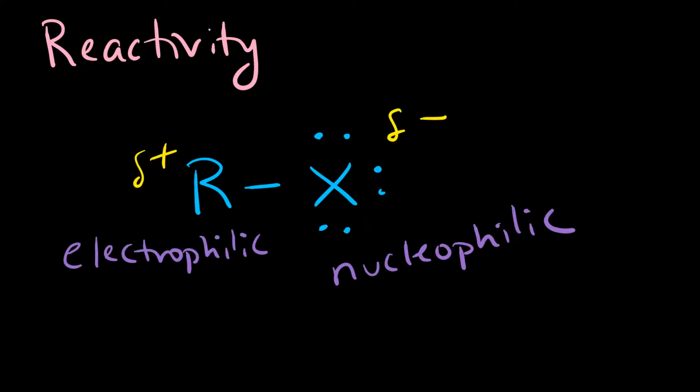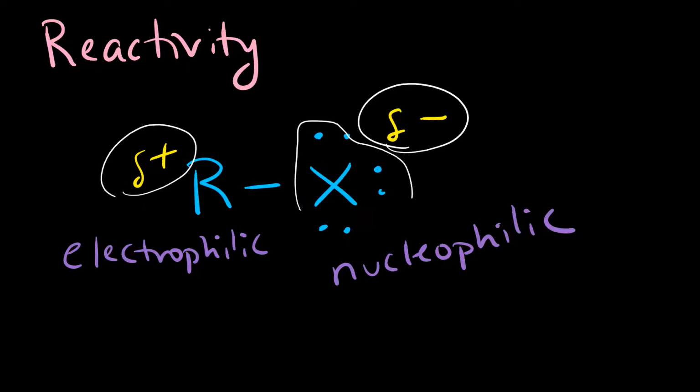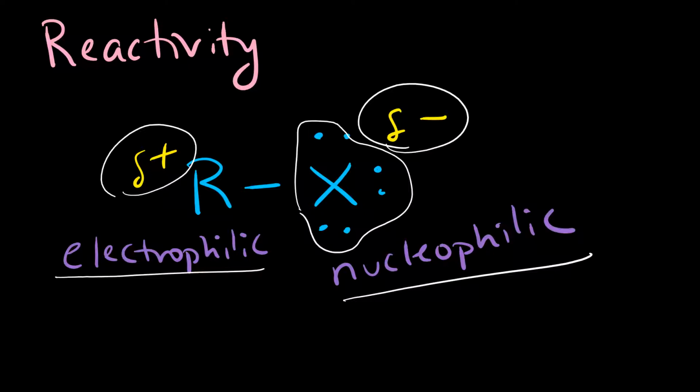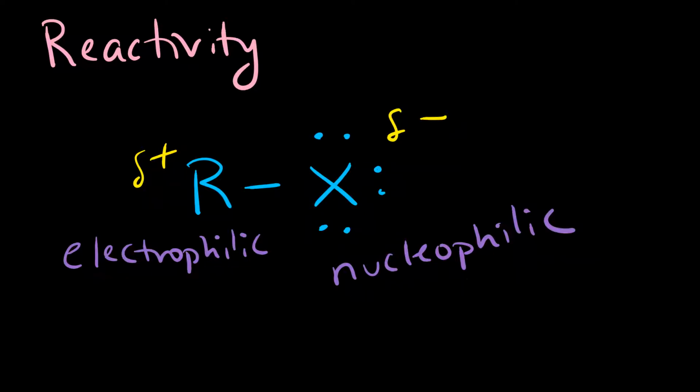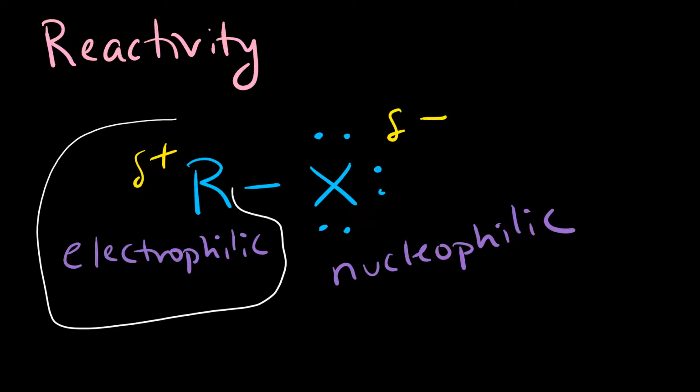In terms of reactivity, because of this dipole moment and because of the lone pairs on the halogen, we have a nucleophilic end of the alkyl halide and an electrophilic end of the alkyl halide. In this chapter, we're going to study reactions that take place at the electrophilic end of the alkyl halide.